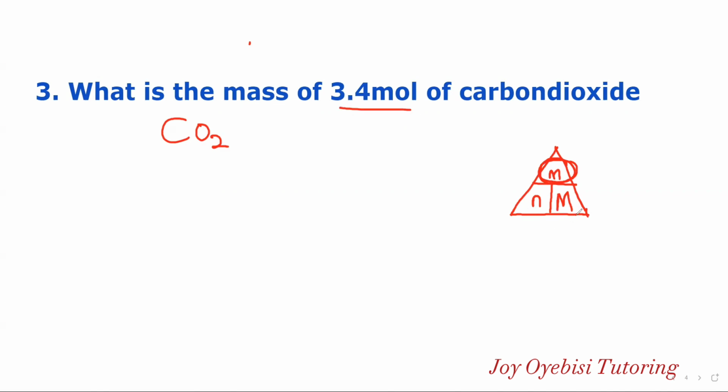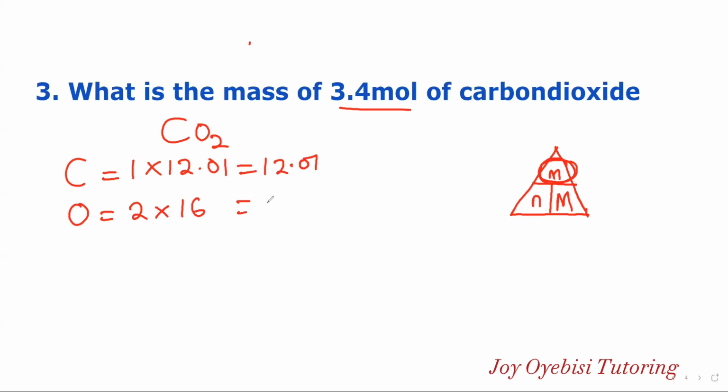So again, you have to start by calculating your molar mass. I have carbon, 1 of them, so 1 times 12.01. The mass of carbon is 12.01. Oxygen is 16 multiplied by 2 because I have 2 oxygen. So this is 12.01. This is 32.